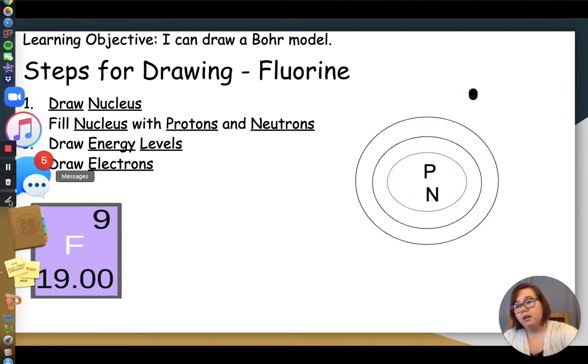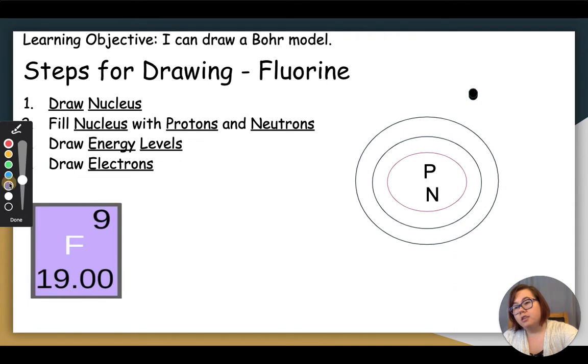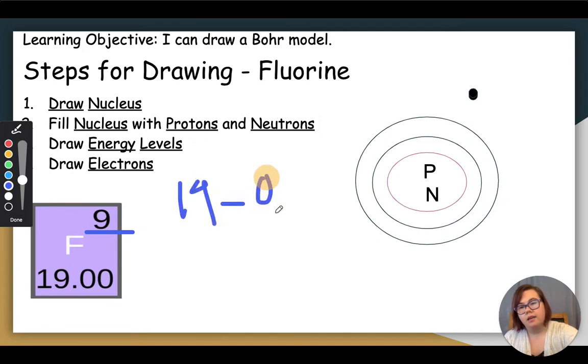If we remember, our number of protons just comes from this top number here, right? Our atomic number tells us our number of protons. So if I were filling this in, I would put that we have 9 protons. And then our neutrons, if you remember, is the mass number. So it's this number down here rounded, which goes to 19 in this case, minus the atomic number. 19 minus 9 gives us 10 for our number of neutrons.